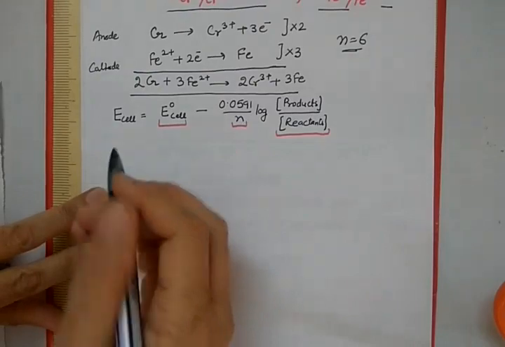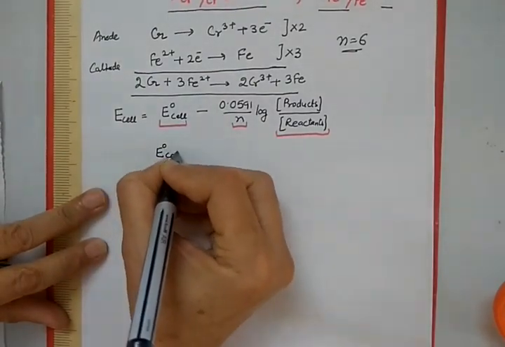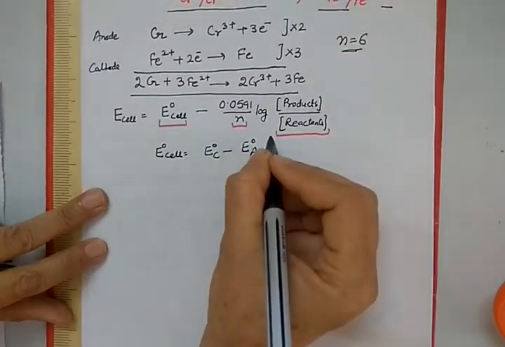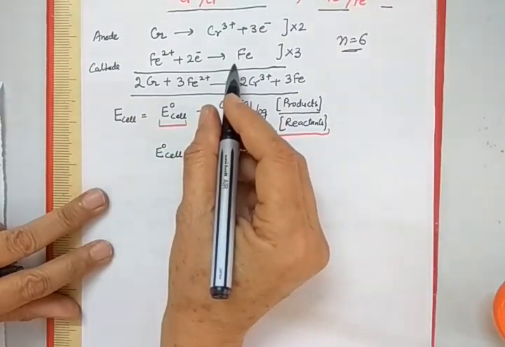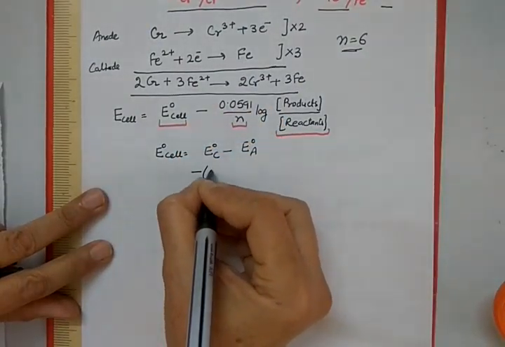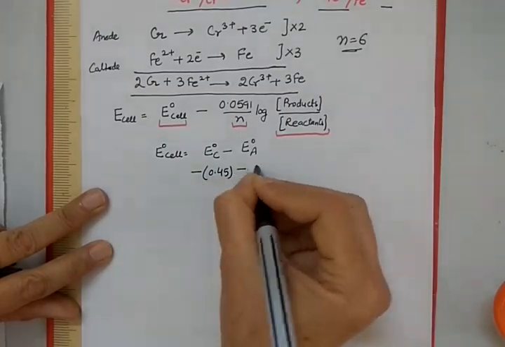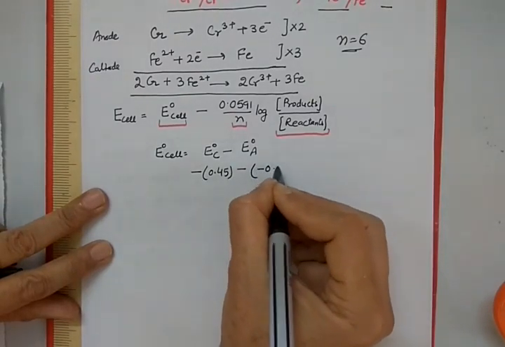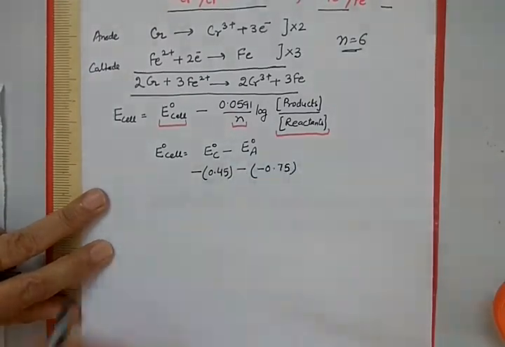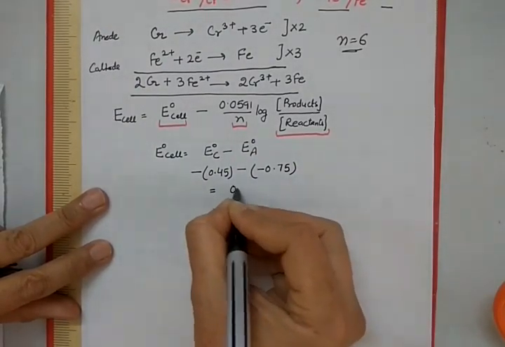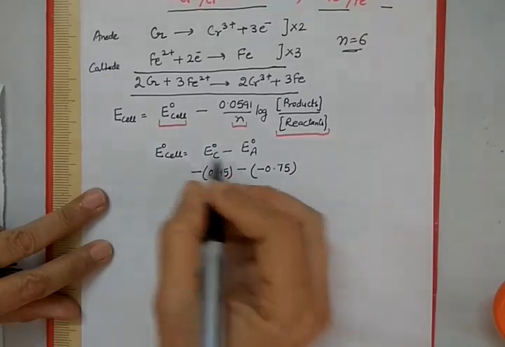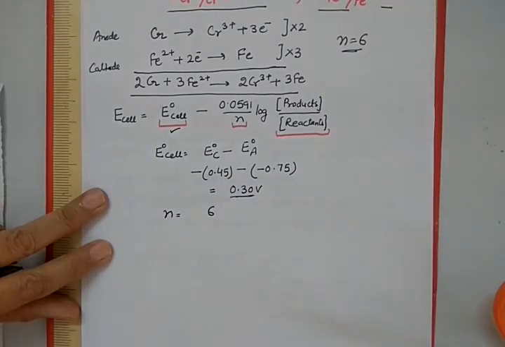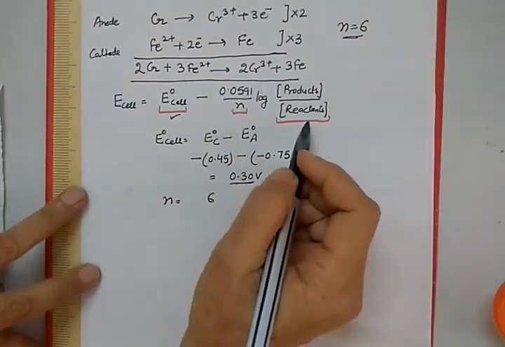So E naught of the cell is equal to E naught cathode minus E naught anode. Now which is cathode? That is iron. Clear? So what is the value? Minus 0.45 minus, and what is our anode? That is minus 0.75. The answer comes out to be 0.30 volt. So E naught value we have found. n we have already determined, it is equal to 6. Now we substitute these values here.